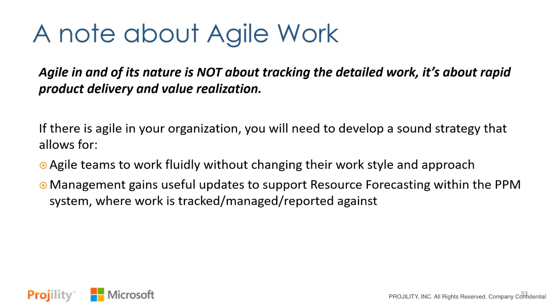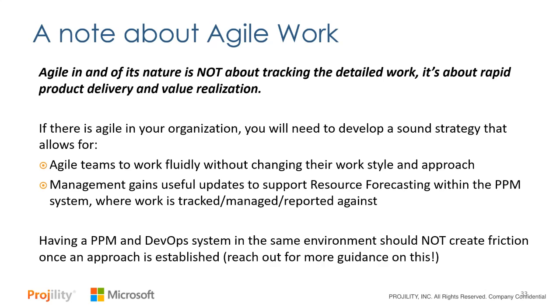And you need to develop a strategy to allow your Agile teams to work in a very fluid way, so you're not changing their work style. But that second bullet is really important. You need to figure out a way to give useful updates to management so you can do resource forecasting. And there's a balance there between the two. If you go all in on the first, you'll have nothing on the second, and then you can't forecast and you have no idea what people are working on in 50% of their portfolio.